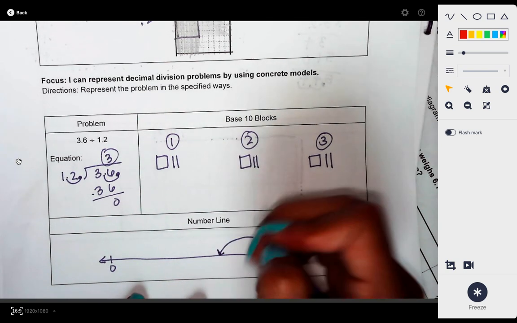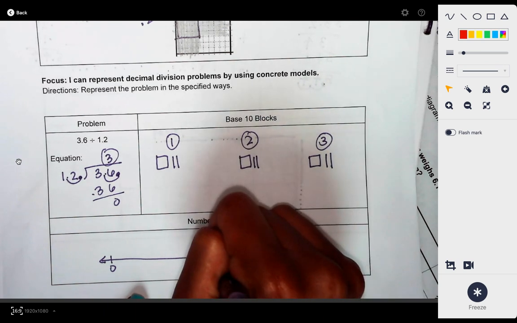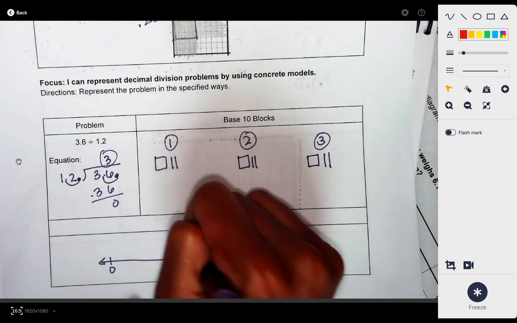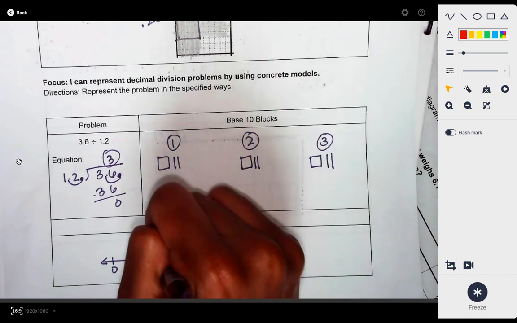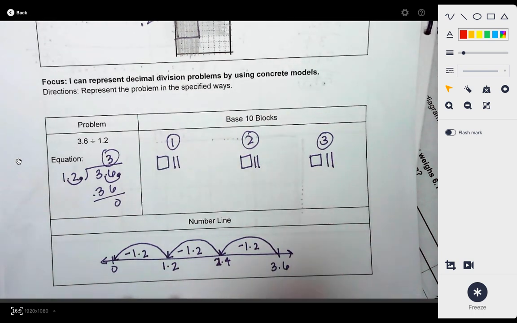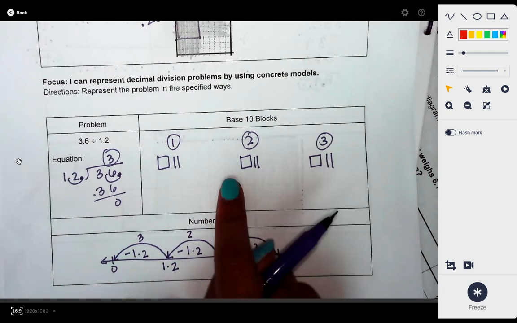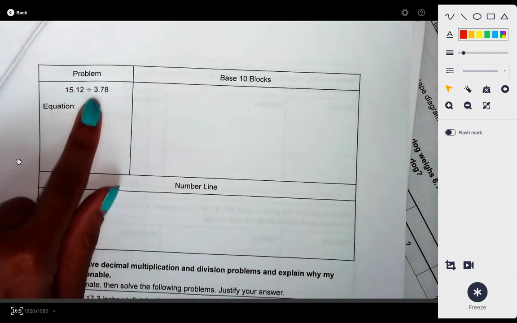So 3 6/10 minus 1 2/10 equals 2 4/10. 2 4/10 minus 1 2/10 equals 1 2/10. 1 2/10 minus 1 2/10 equals 0. And we see that we jumped 1, 2, 3 times, which is our answer. 3 groups of 1 2/10. This one is similar. It's just a higher number.